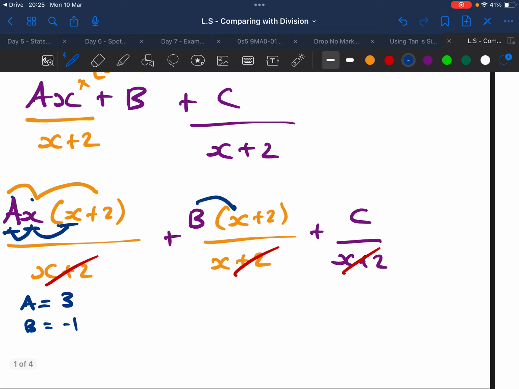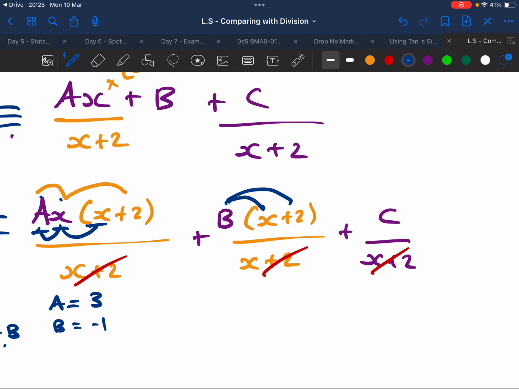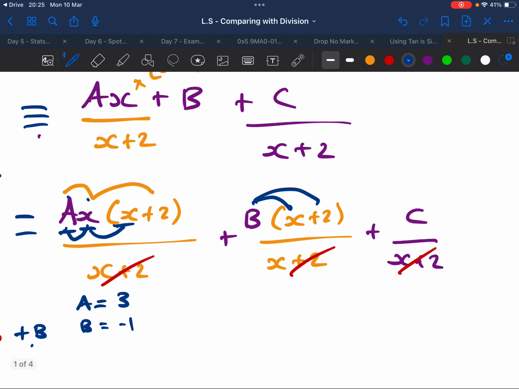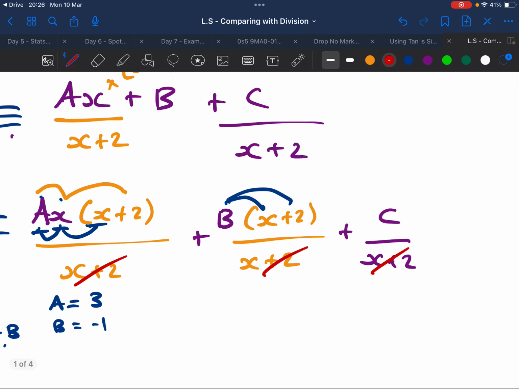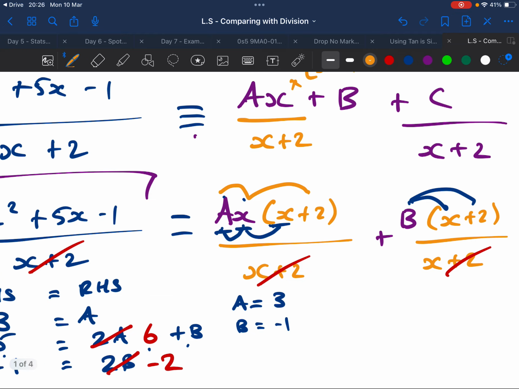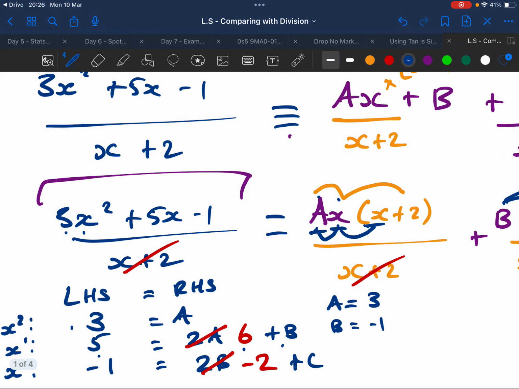I've done it already. B times 2, that will work, won't it? So I could write 2b, but again, I already know that b is -1, so maybe I'll just write -2. Anywhere else? Well, actually, it's just this term that's sat on its own as well. So plus c. So -1 is equal to -2 plus c. That means that if you add 2 to both sides, you'll get that c is equal to 1.